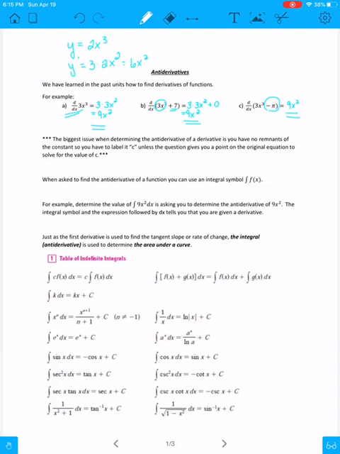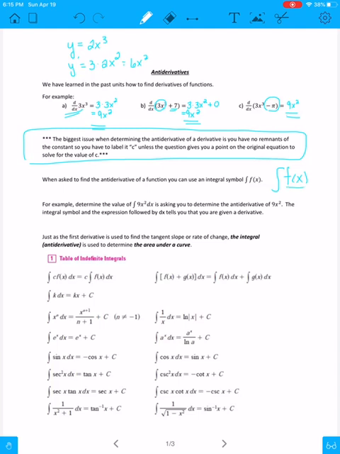So you have to label it a c unless the question gives you a point on the original equation to solve for the value c. So this is important right here. When asked to find the antiderivative of a function, you can use the integral symbol, this little squiggle. It was on the front of the old books, but it looks like this. That means determine the antiderivative of this.